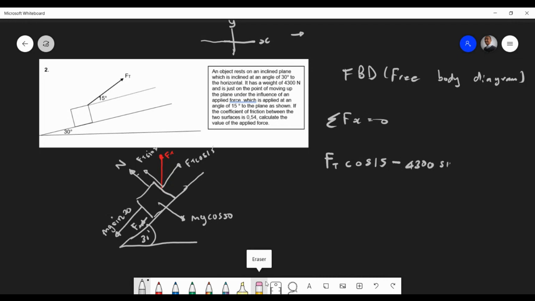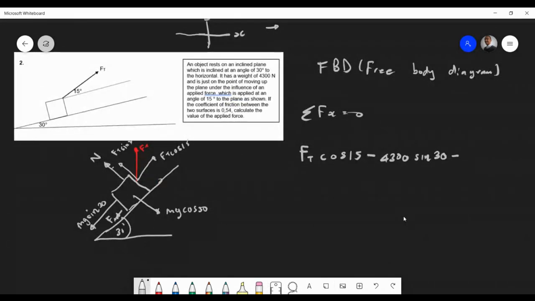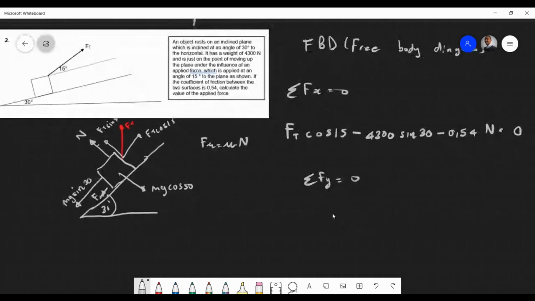4,300 sine 30 minus mu, and of course 0.5, and then this will be n. We're all aware that the friction force, I'll write it over here, F_mu is mu n. It's a function of the coefficient of friction and the normal force. This will be equal to 0. For us to resolve this, we're going to need n, but then we have to look at the sum of forces in our y direction, and this is where n actually is. Hopefully we can solve this.